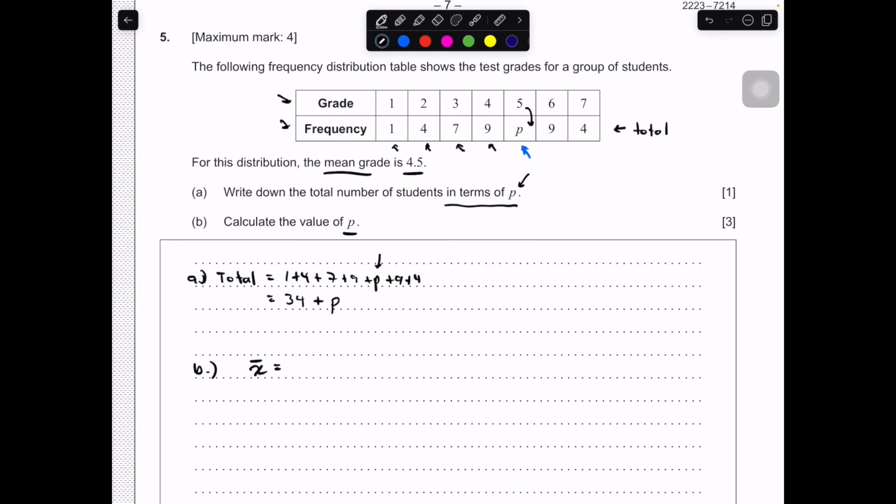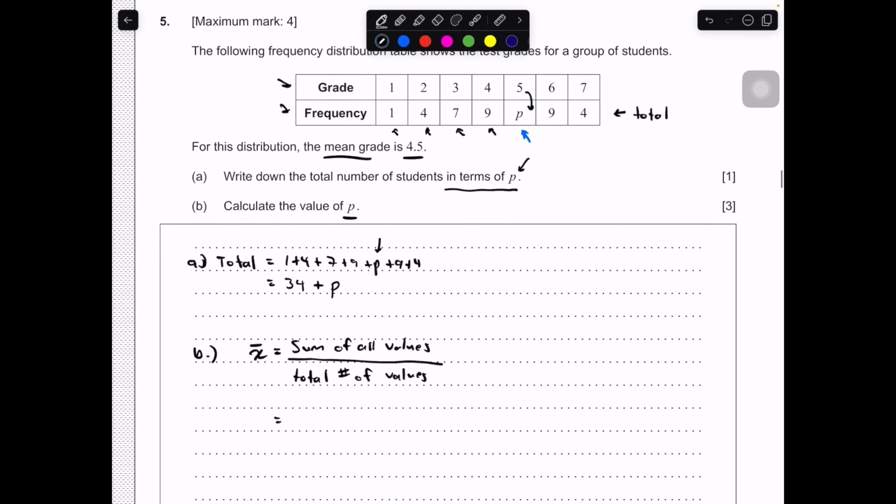is equal to the sum of all values over the total number of values. Total number of values, in this case the total number of students. So we know the mean. We know the mean itself is equal to 4.5. That is to say the average grade is 4.5. And the sum of all values. So if we add up everyone's grades and then divide by the total number of students, we'll be able to find the average grade in the class.